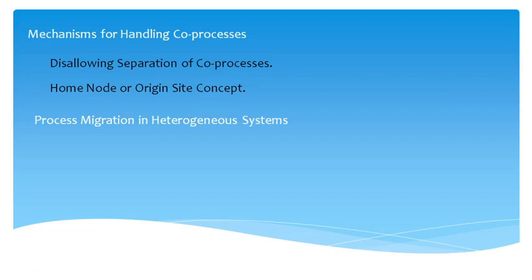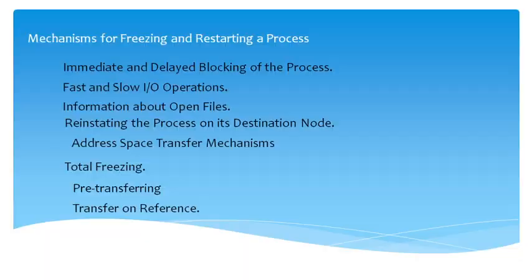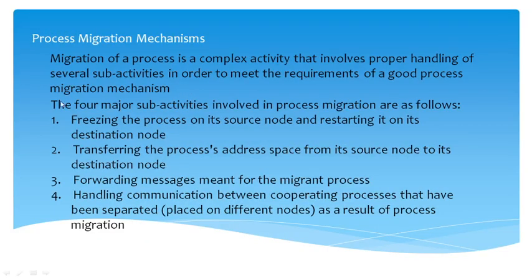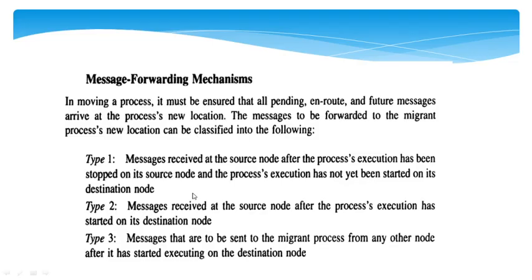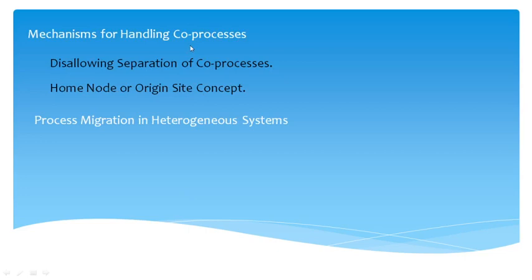The next topic is the mechanism for handling co-processes. We have seen the process seizing mechanisms, forwarding messages, and transferring the process address space. Now we look at the mechanisms for handling communication between co-processes. What different mechanisms are there? These are the two: disallowing separation of the co-processes, and the home node or origin node concept.